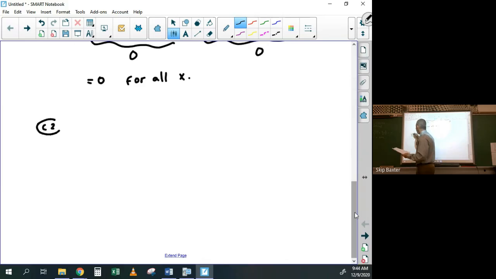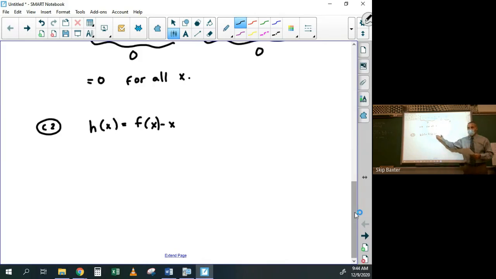Okay, and then part D, or the second C, C2. It says let h of x equal f of x minus x. And again, this is a continuous differentiable function because f of x is continuous and differentiable, and so is x. And whenever you have an operation on two continuous differentiable functions, that operation is also continuous differentiable. It says explain why there must be a value between 2 and 5 such that h of r equals 0.